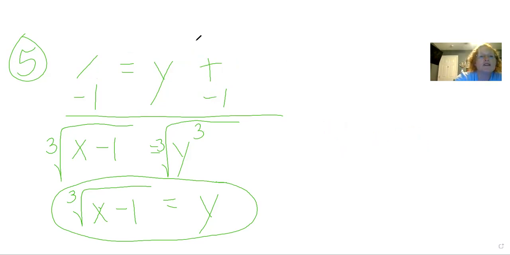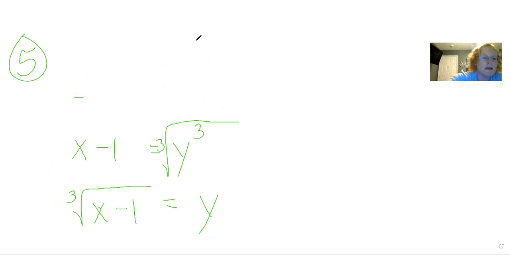All right, so let's try something pretty similar to this one. It's going to have roots and powers in it again.